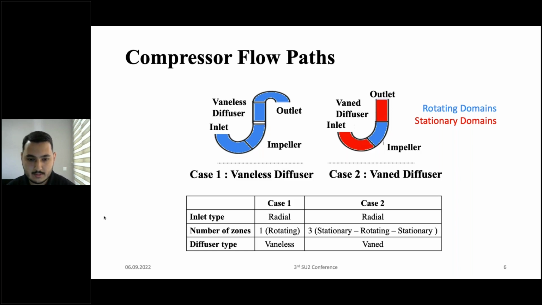Here are the compressor flow paths. For case 1, the vaneless diffuser case, since there was no vane in the diffuser, it was possible to model the whole geometry as a single zone geometry, and the whole domain is defined as rotating. However, for case 2, since there was a vane at the diffuser, I had to split the geometry into multiple domains and define rotating at different parts of the geometry.